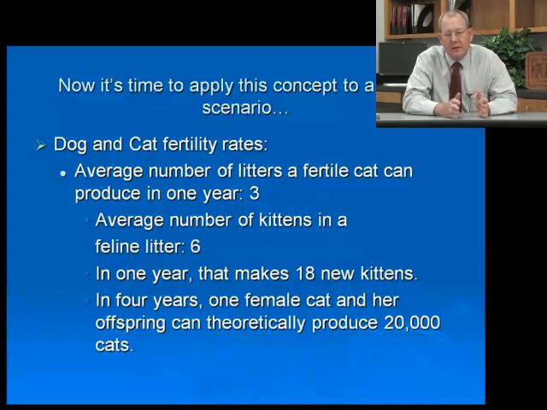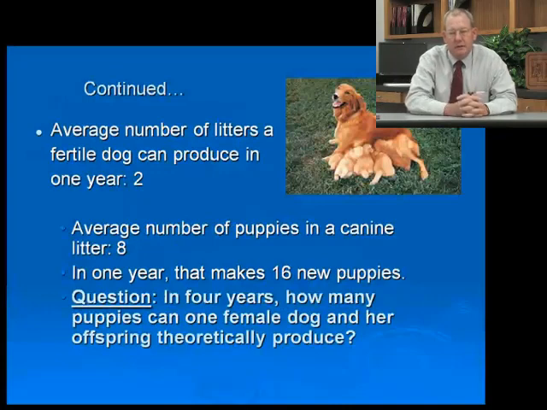Now, let's take it to the dog scenario, okay? Now, dog and cat fertility rates are different. The average number of litters a fertile cat can produce is 3, okay? And that's going to be different than that of a dog. The dog only can have 2 heat cycles, so 2 litters a year. But the average number of puppies that a canine will have is 8 puppies. In the 1 year, that makes 16 new puppies that can be produced.